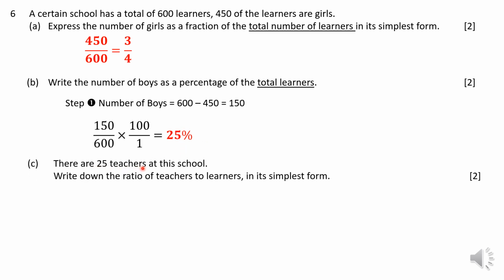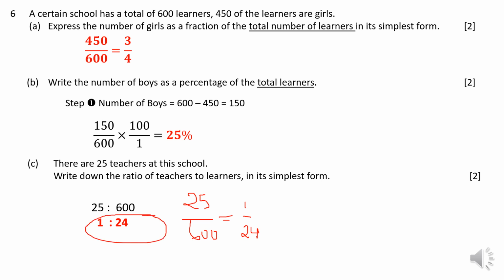There are 25 teachers at this school. Write down the ratio of teachers to learners. So let's have a ratio of teachers to learners. You simplify this. When you do this particular question, you can just take your calculator, and that is very easy. You put 25 over 600, and your calculator will give you 1 over 24, and then you simply write this as a ratio like that. So that is one of the ways you can do that.